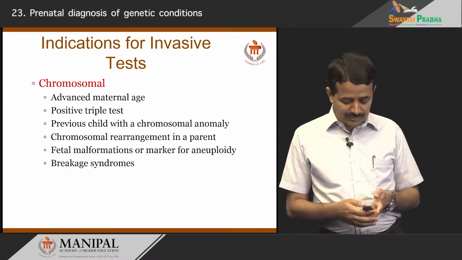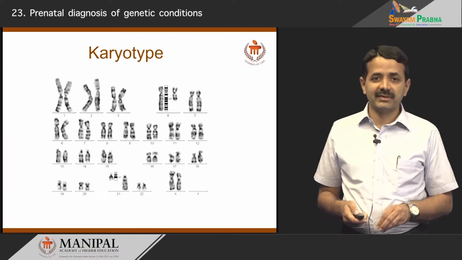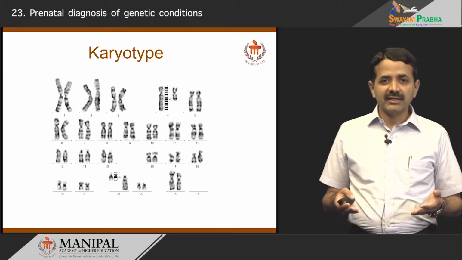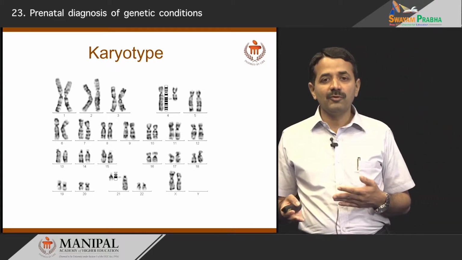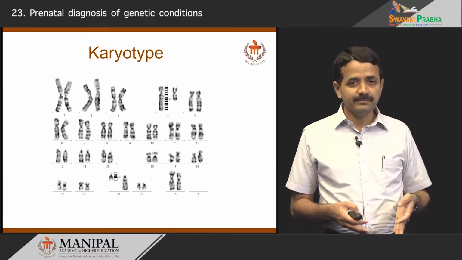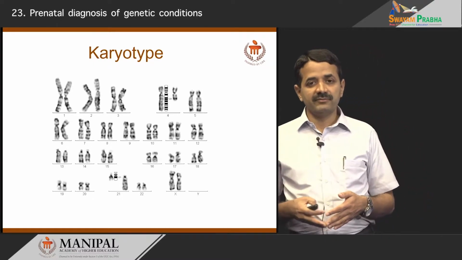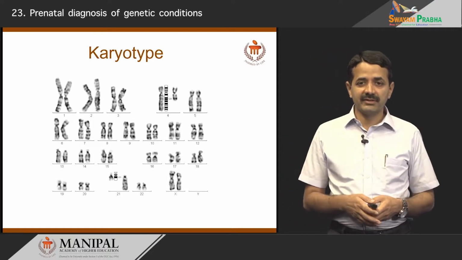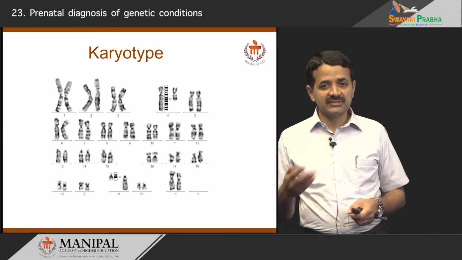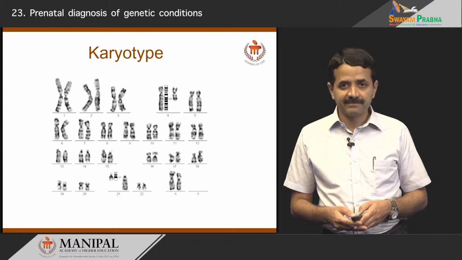You can study the chromosomes by taking fetal samples. This is a karyotype showing abnormal chromosome 4 and abnormal chromosome 21 in a mother, which increases the risk of the baby having a chromosomal problem. So, this is one of the indications for prenatal testing.